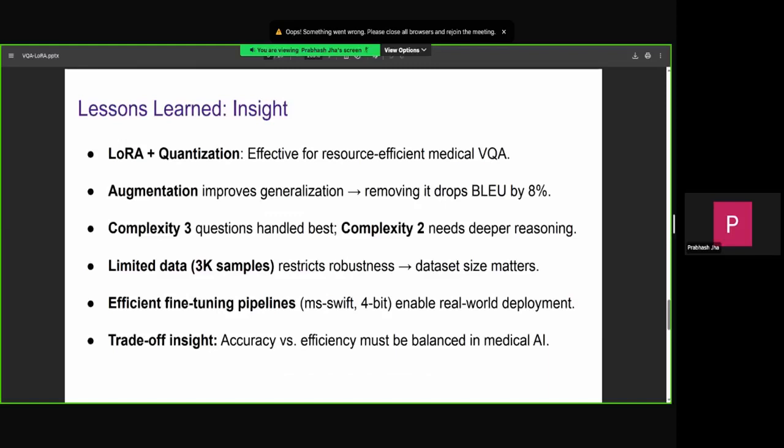We want to expand this limited data set for the full training. So now, for our efficient fine-tuning pipeline, we want to use more resources and train on the full data set.